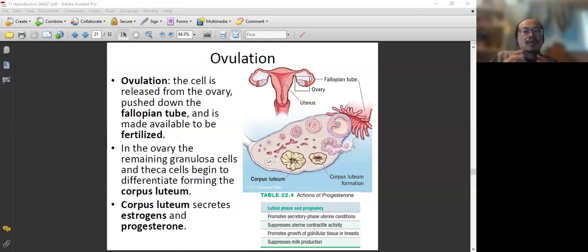Progesterone suppresses uterine contraction, which is very important for fetus development. It promotes growth of glandular tissue in the breast, and it also suppresses milk production, because the baby is not born yet. Once you have progesterone, it facilitates the uterus and the fetus development inside the uterus. Once the baby is born, progesterone will drop and milk will be produced to feed the baby.